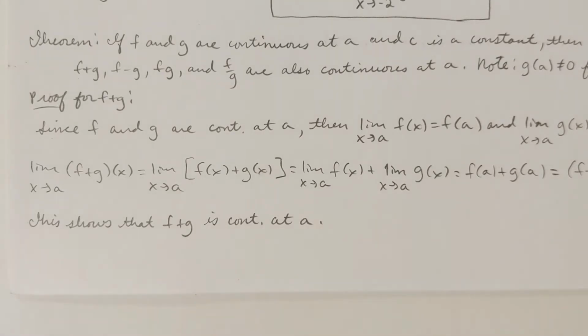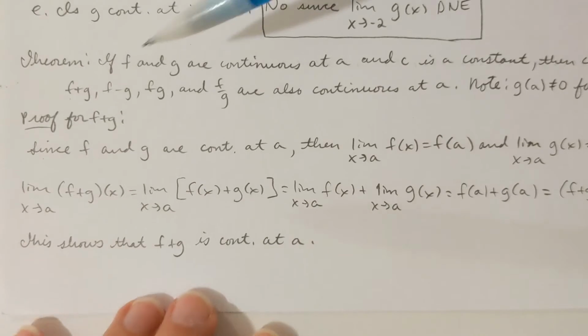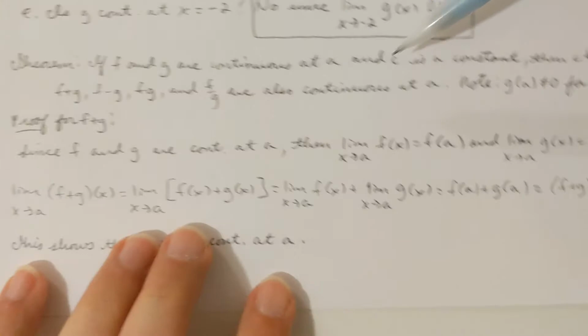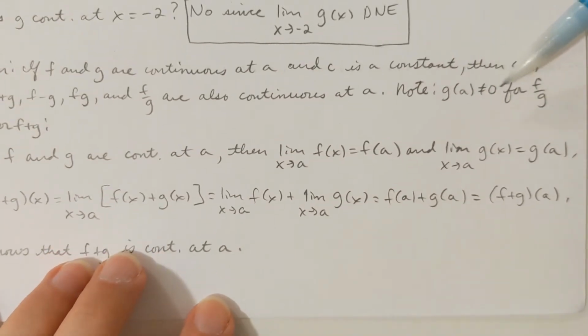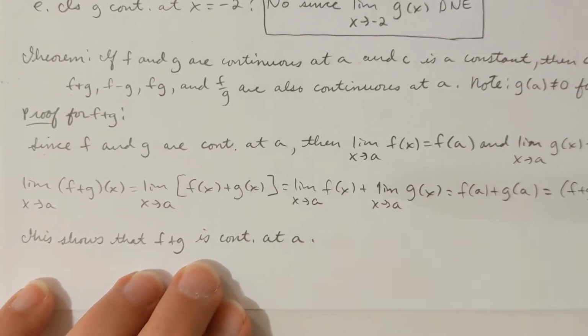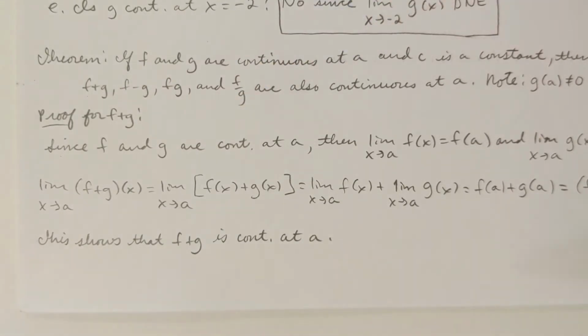And so we did a couple of examples, and right now we're looking at a theorem here. If f and g are continuous at a, and c is a constant, then c times f, f plus g, f minus g, f times g, and f divided by g are also continuous at a. Okay, g of a can't be 0 in the case of division. We know we can't divide by 0. All right, so let's maybe look at a proof of just the addition case. A proof of the other four operations would be very, very similar to what you see here.